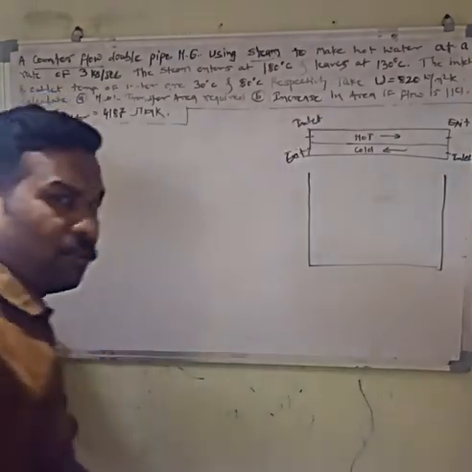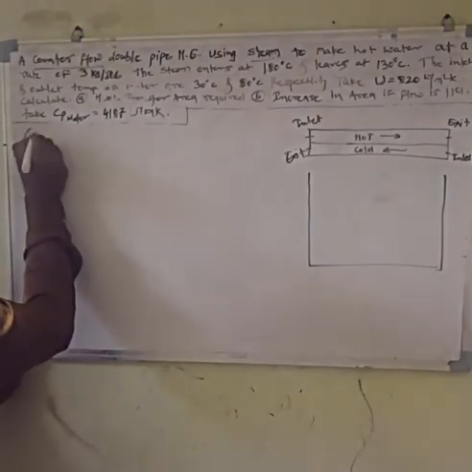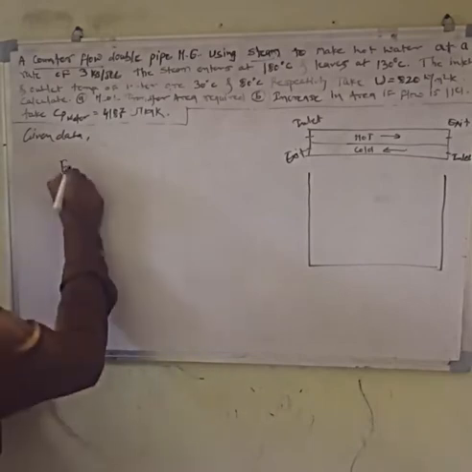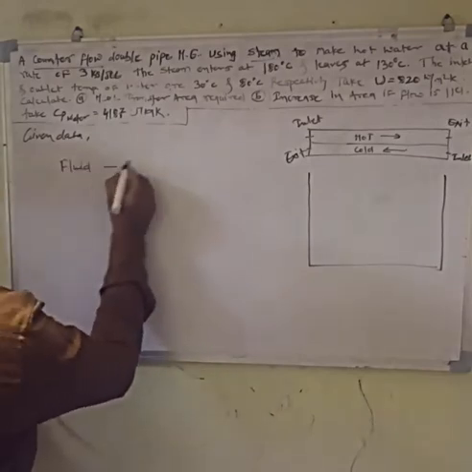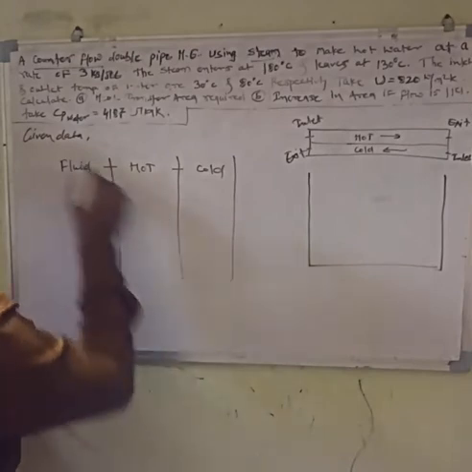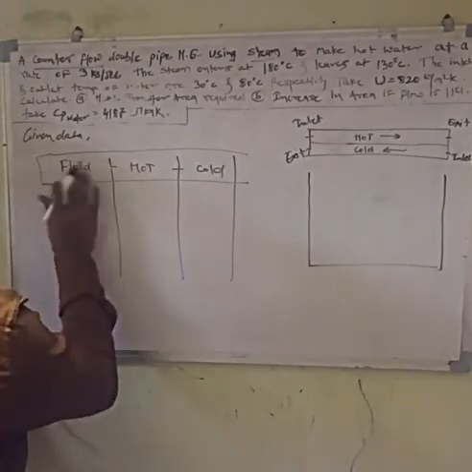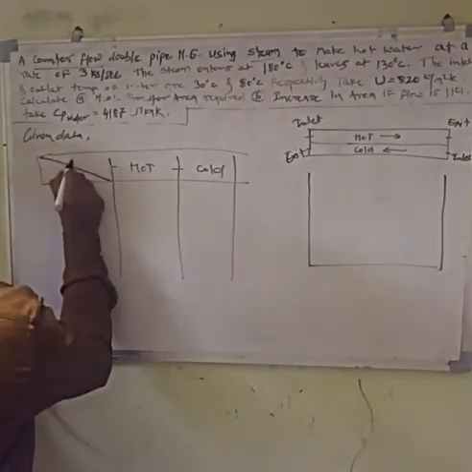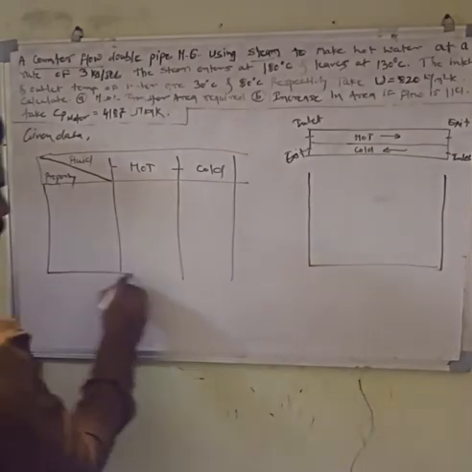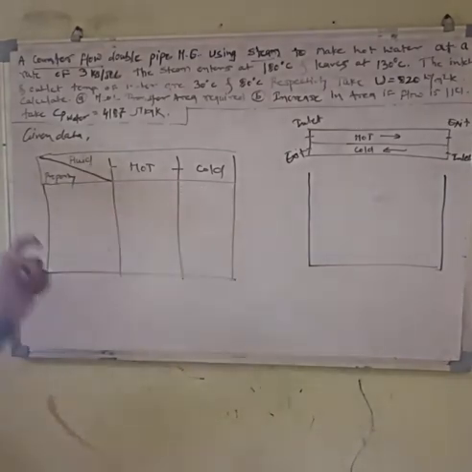At the same time, in the given data you always write one table. Here, fluid: here we have hot, we have cold, along with that property. In any problem, write it like this: what is the fluid, one is hot, one is cold, and here we will write the properties from the given data.